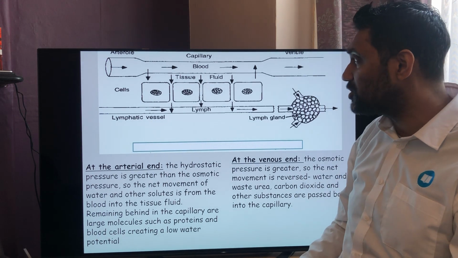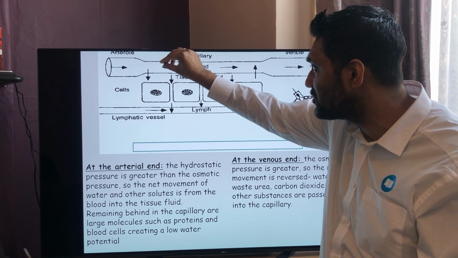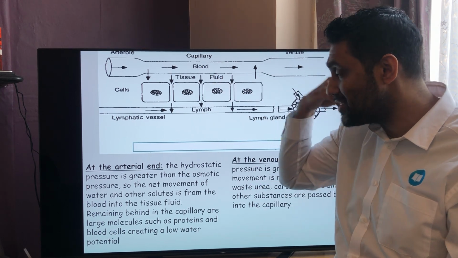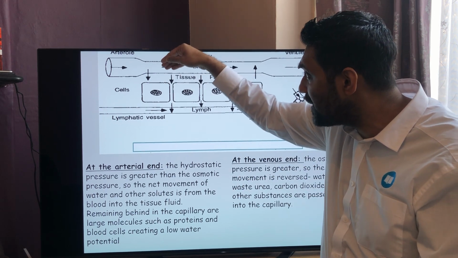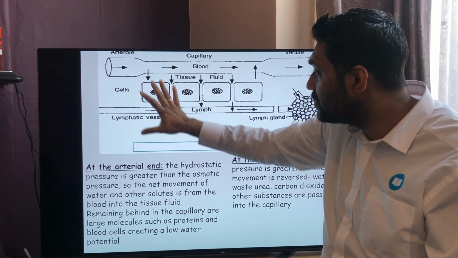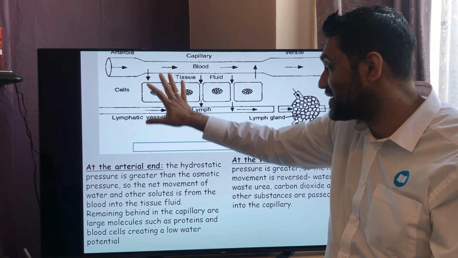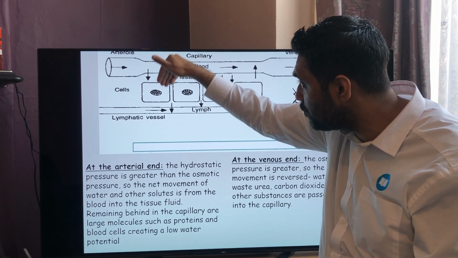You've also got osmotic potential, but the osmotic potential here is greater than the osmotic potential here, but the overall effect is that the net effect of water movement goes from here to here, from the capillary to the bathing intracellular fluid, or the tissue fluid that is here. So water gets forced out, the net effect is water gets forced out.